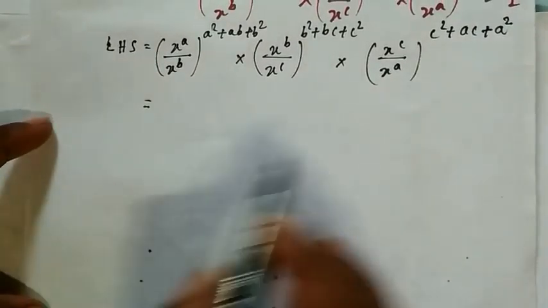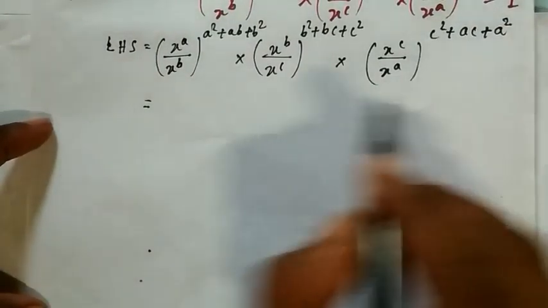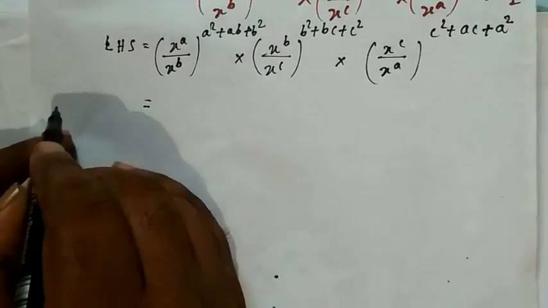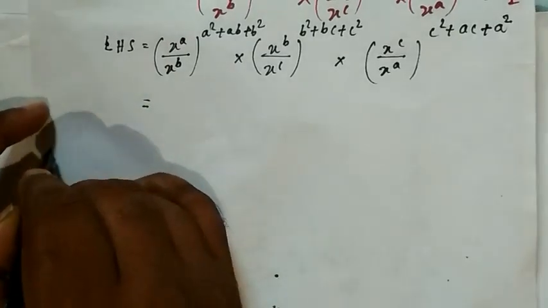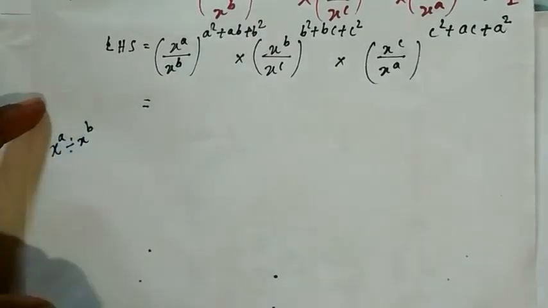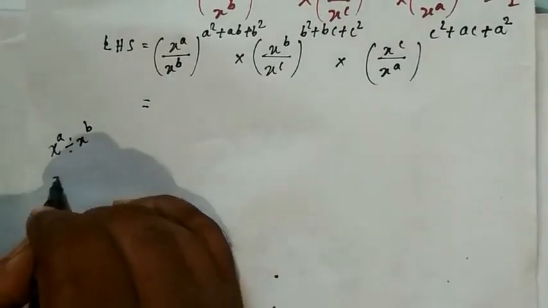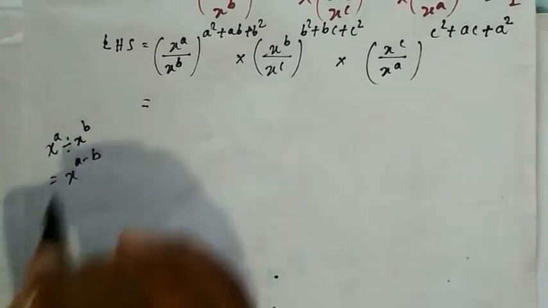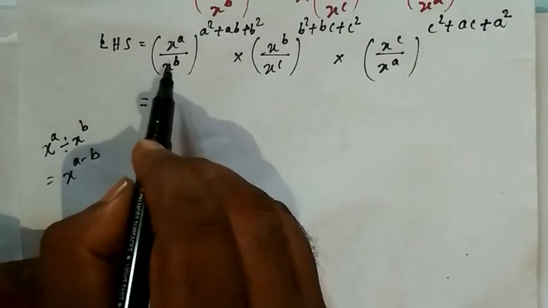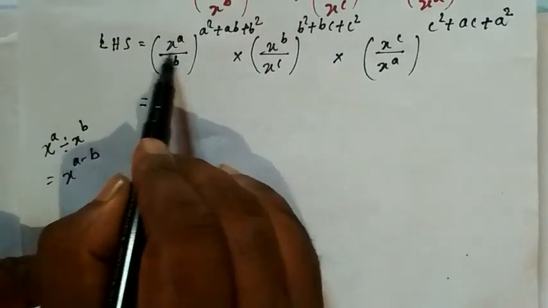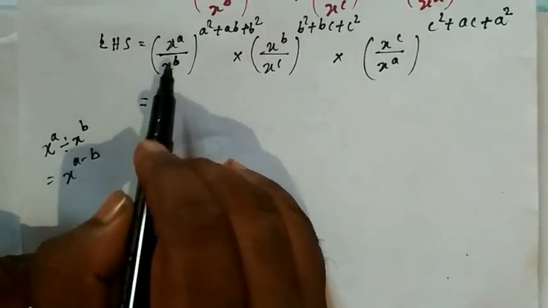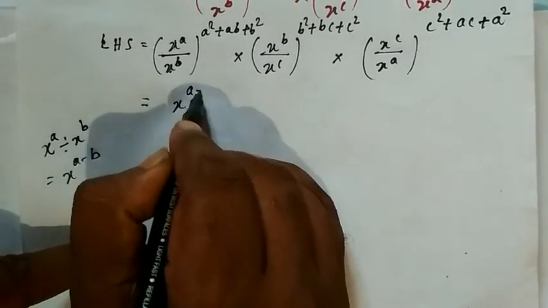You know that x to the power of a divided by x to the power of b is equal to x to the power of a minus b. This law of exponent you have studied. So here I will apply that one. x to the power of a upon x to the power of b, this one you can write x to the power of a minus b.